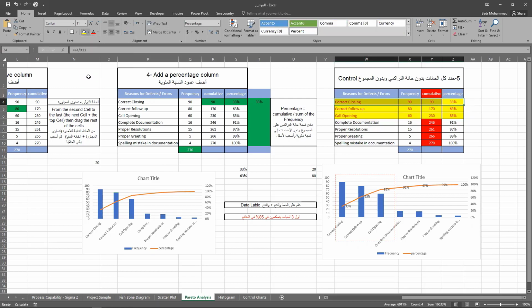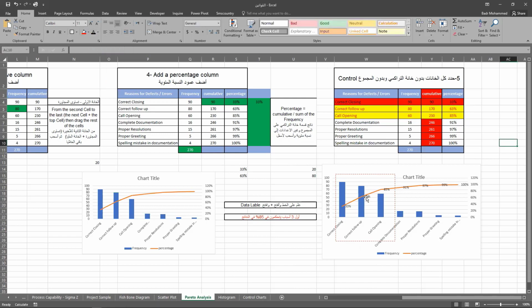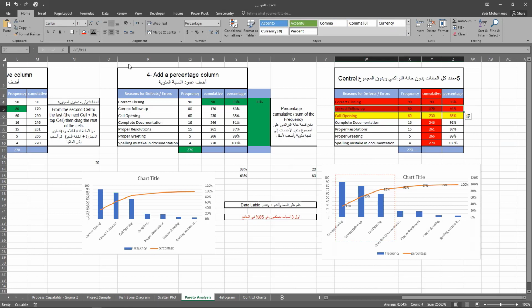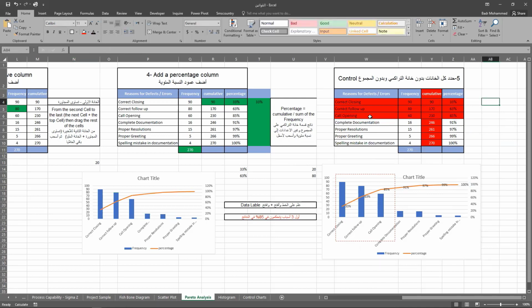Correct? 33%. Okay. Where is 63%? This is the 63%. Okay. Where is the 85%? This is the 85%. So what that means? That means these 3 reasons, they are making the problem. Okay. So no need to bother yourself about the rest.